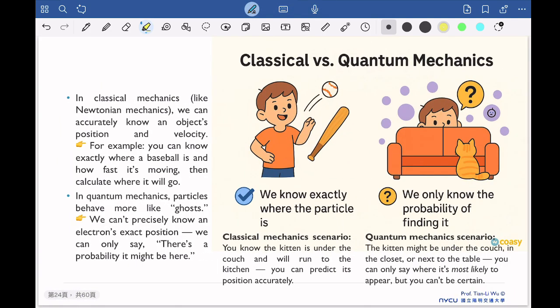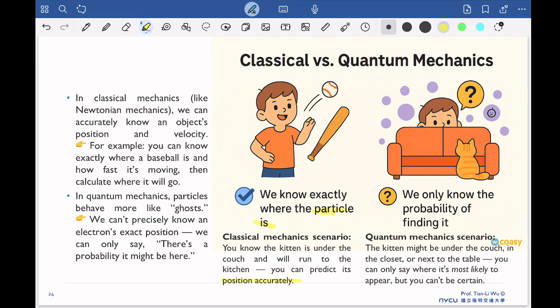Another important difference between classical and quantum mechanics is that in classical mechanics we can know exactly where the particle is. For example, if you play basketball, you know how fast the basketball moves and exactly where it will drop. So we can apply classical mechanics to predict the position very accurately.